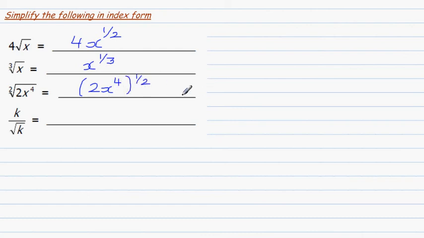Okay, so let's simplify this. This is 2 raised to half times, you're multiplying the powers or index, so 4 times half is x to the power 2. So this is the index form. Okay, so 2 raised to half, 1 times half is half, and 4 times half is 2. So 2 raised to half x squared.